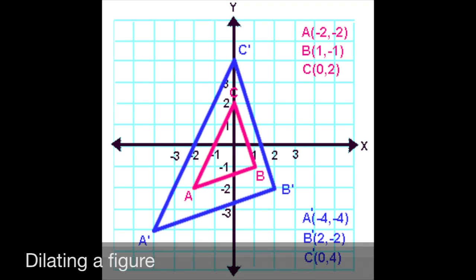To dilate the pre-image, you multiply the x and y coordinates by the scale factor. For example, point A on the pink triangle is -2, -2, and the scale factor is 2. Therefore, the new coordinate for A on the dilated triangle would be -4, -4, because -2 times 2 equals -4.